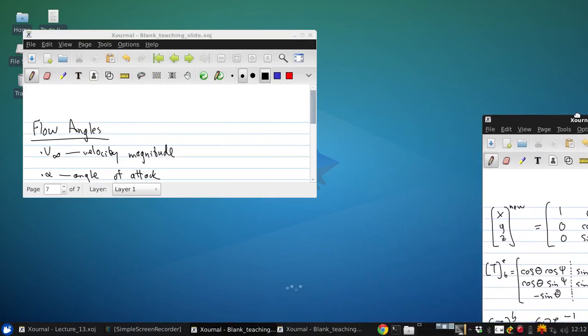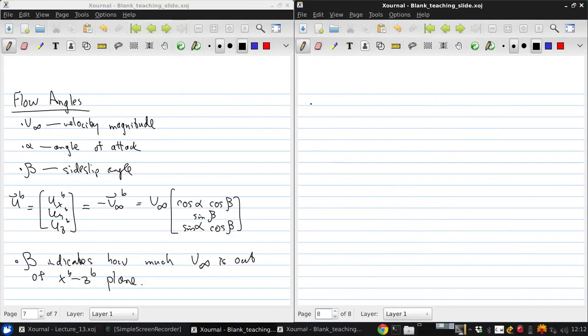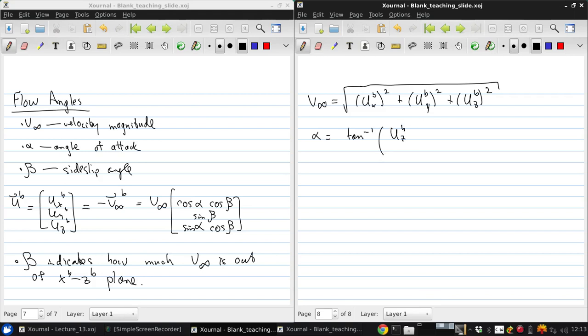And if we want to write these out mathematically, V infinity is the square root of uxb squared plus uyb squared plus uzb squared. And the angle of attack has the same definition that it had in two dimensions, the inverse tangent of uzb over uxb, while the sideslip angle has a slightly different definition, an inverse sine of uyb over the square root of uxb squared plus uzb squared.